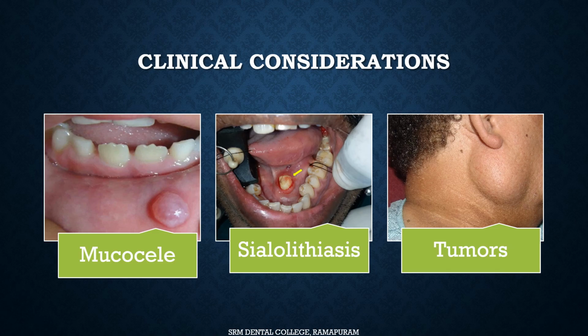Similarly, when salt deposits begin to occur within the salivary ductal system, it can result in the formation of stones within the ductal system called sialolithiasis. The cells of your salivary gland duct can undergo certain malignant changes which can result in the formation of tumors. These tumors can be either benign or malignant.